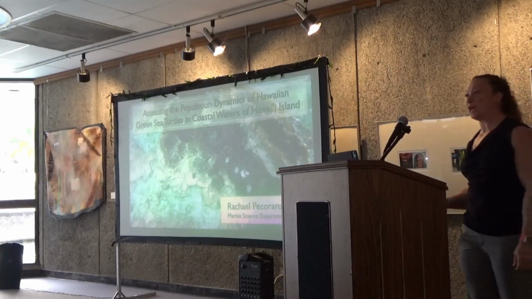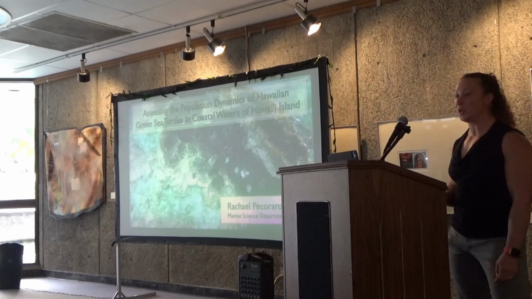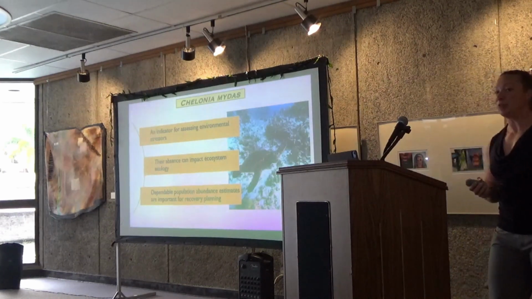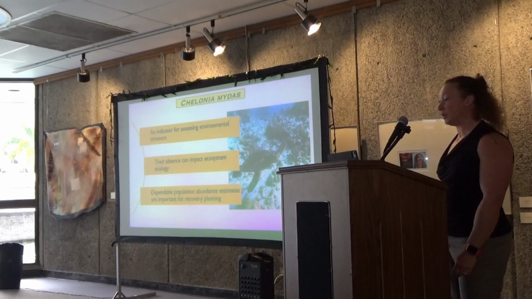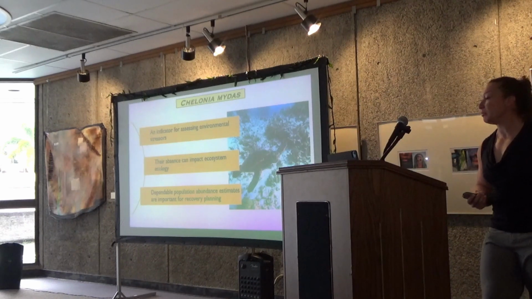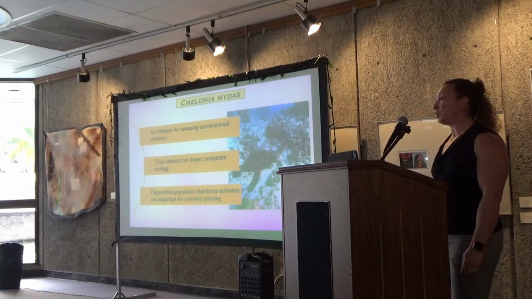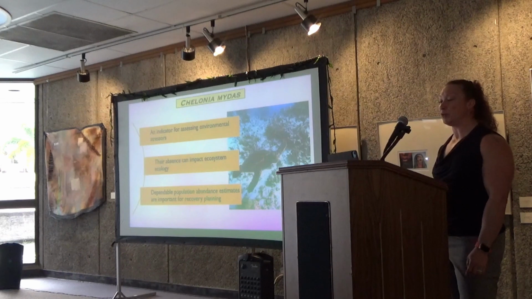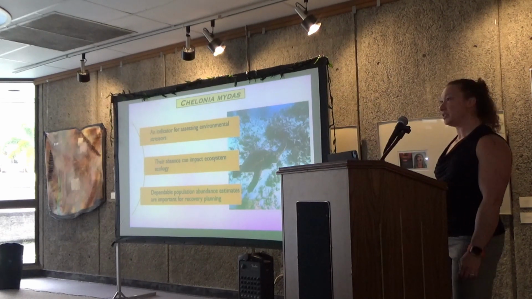Thank you. My name is Rachel Pecoraro, and I will be talking to you today about population dynamics of green sea turtles around Hawai'i Island. The Chelonia mydas, or the common name green sea turtle, is the most prevalent species found throughout the Hawaiian archipelago. The absence of these large herbivorous marine animals could lead to dramatic alterations in the marine ecosystem. Dependable population abundance estimates are important for recovery planning, and the use of mark-recapture and mark-resight studies can provide important demographic information needed to understand population trends.